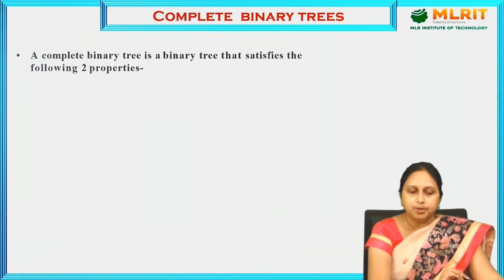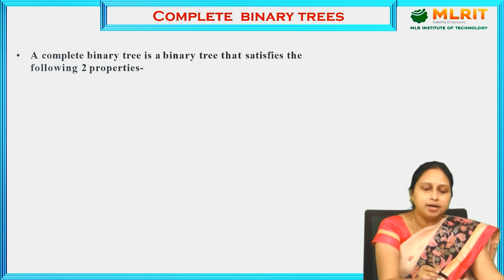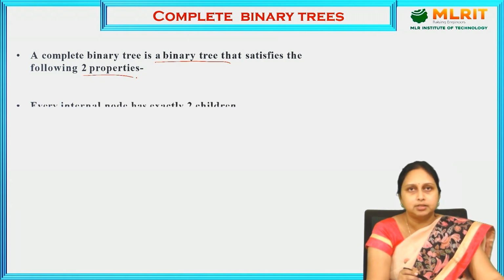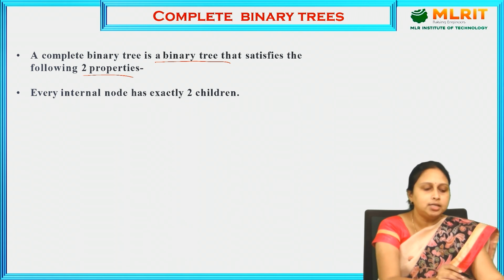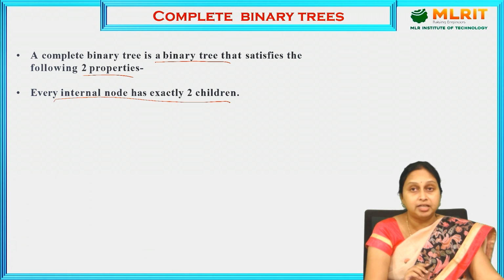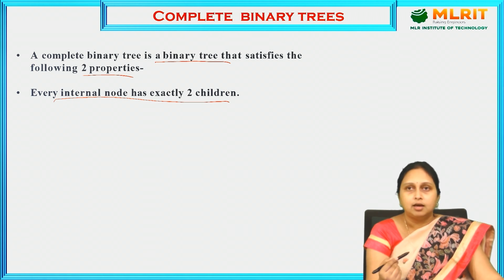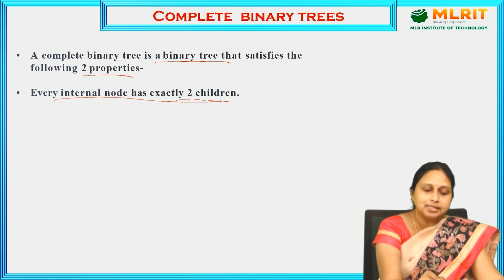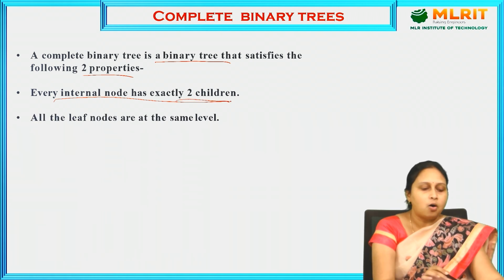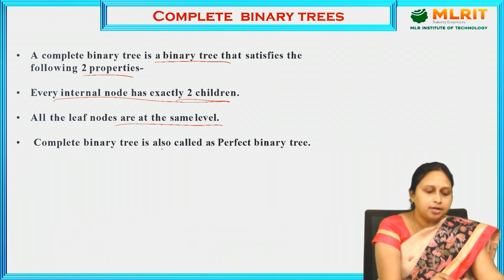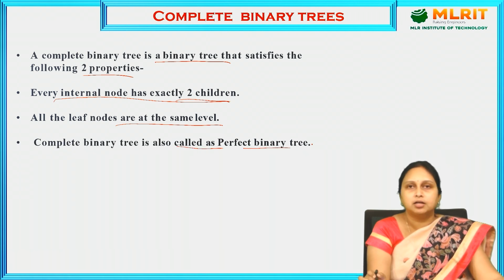Next one is complete binary tree. A complete binary tree is a binary tree that satisfies two properties. One is every internal node has exactly 2 children. Every internal node, that is, except the root node and the leaf nodes, the other nodes are called internal nodes. Those must have exactly 2 children, and all leaf nodes are at the same level. A complete binary tree is also called a perfect binary tree.